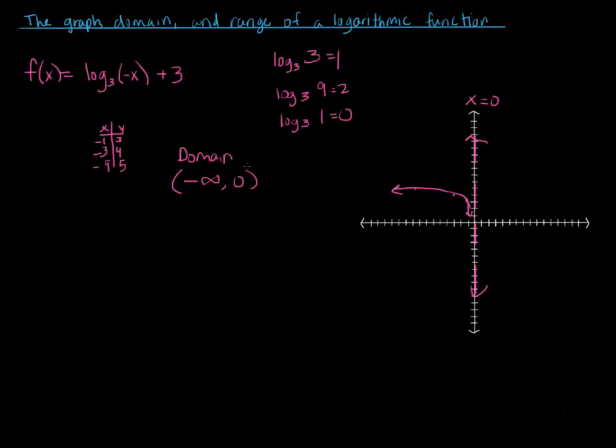And an open circle here or a parenthesis here because we can't ever actually get to that asymptote. And then the range, well, this is going to keep going down forever, and this is going to keep going up forever even though it's slow. So it's going to be from negative infinity to positive infinity. And so that is how you find the graph, domain, and range of a logarithmic function.